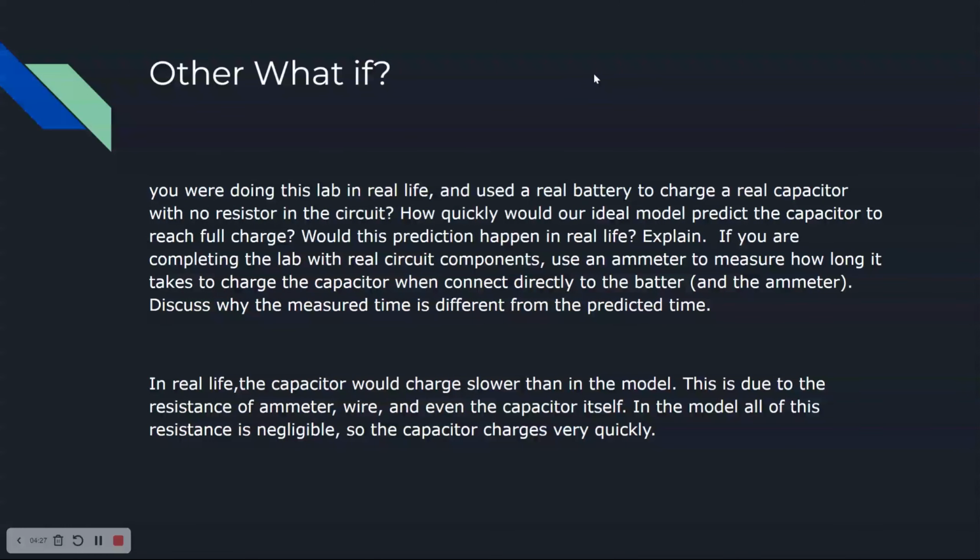If you were doing this in real life and used a real battery to charge the capacitor with no resistor, how quickly would our ideal model predict the capacitor to charge? So essentially, in real life, the capacitor would charge a little slower than in the model, and this is again due to the resistance of extra things. Like the ammeter, which we talked about, the wire would have some resistance, and even the capacitor. So in the model, all of that resistance was negligible, so therefore the capacitor charged a good bit quicker than it would have in real life.